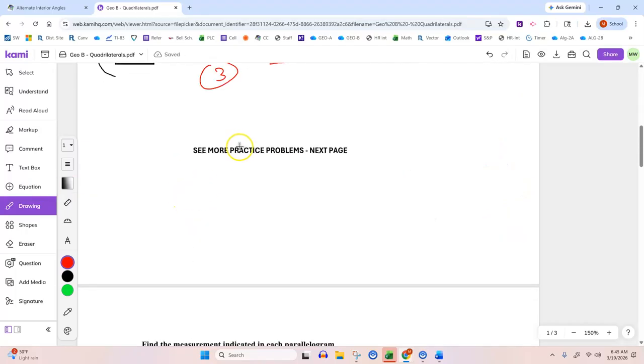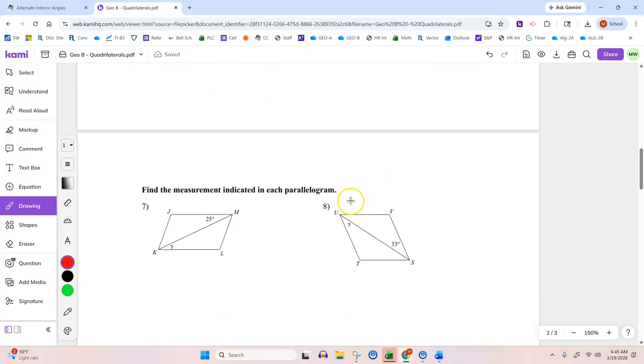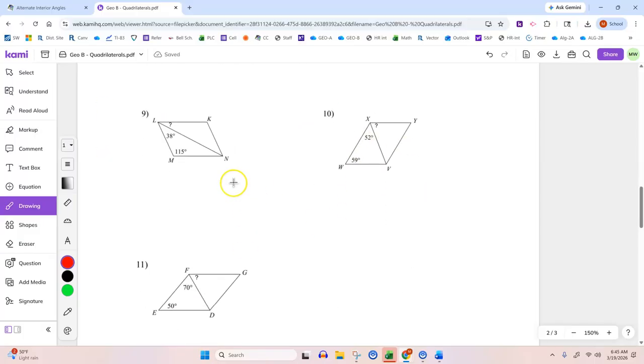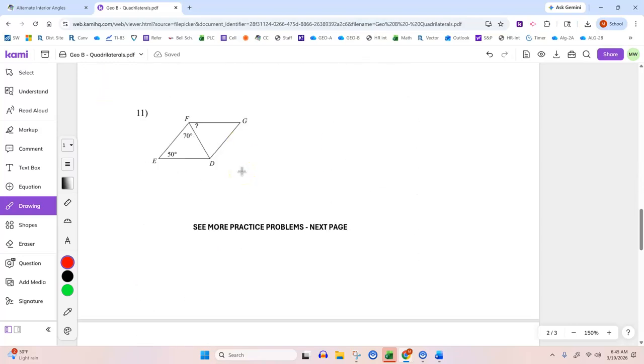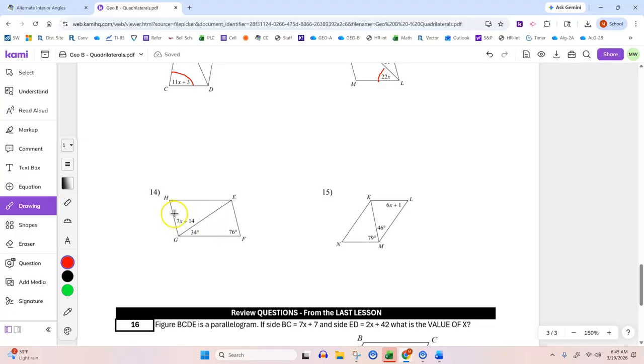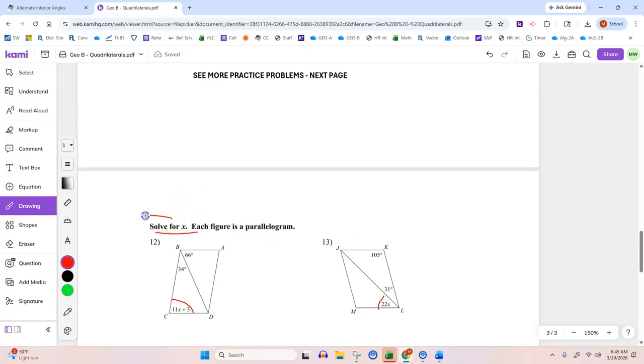Okay, so now for the rest of the assignment, there's more practice problems that follow. And all these, when it says find the measurement of the indicated in each parallelogram, wherever you see this question mark right here, here, and all these right here, that's what you're solving for. So you're solving for some kind of an angle. After that, you're going to start solving for x. So whenever you see something like this, you're going to be solving for x. But that's one angle, okay? 22x, one angle, but you're solving for x, okay? This one here, it looks like a lot, but it's one angle. And you're solving for, again, solve for x.